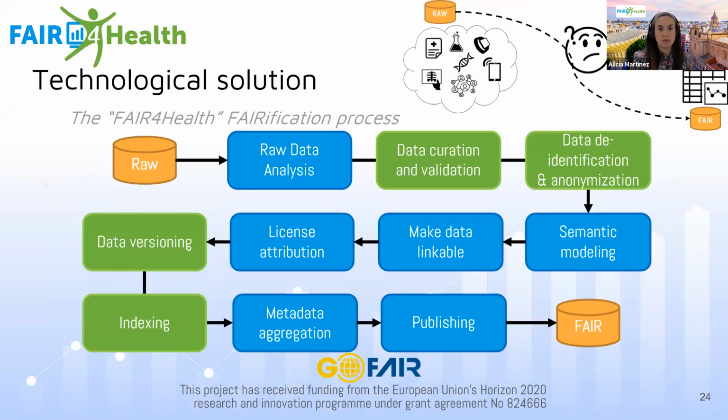The raw data, to become FAIR data, is going to be analyzed, curated, validated, and anonymized. The data is modeled semantically and made linkable. The license, version, and index are attributed. Some metadata is aggregated, and finally the data goes through the process of making it publishable. If the raw data goes through this process, we are going to obtain FAIR data. Next slide, please.